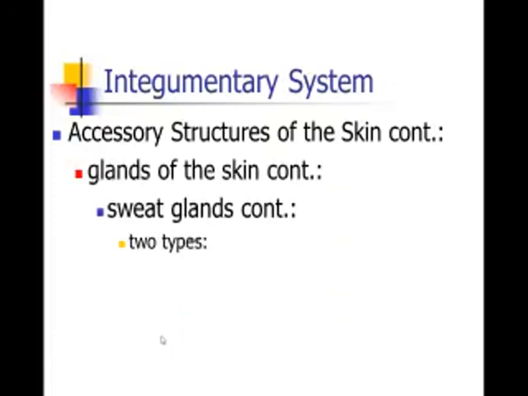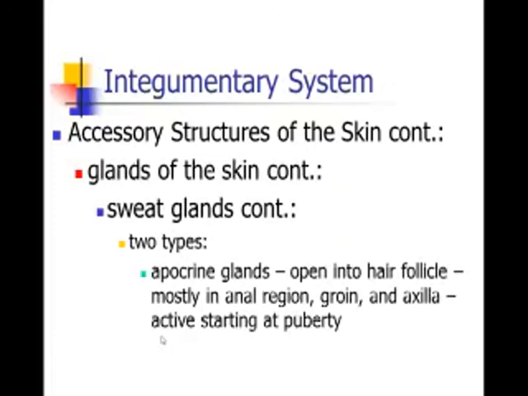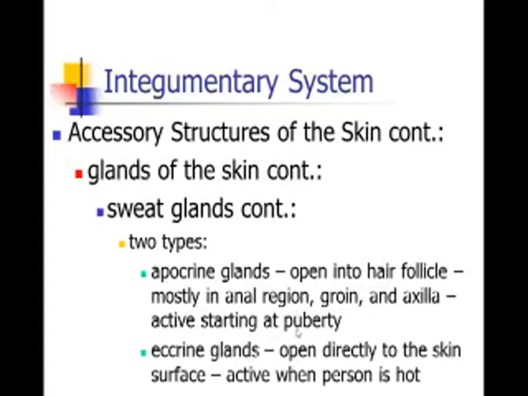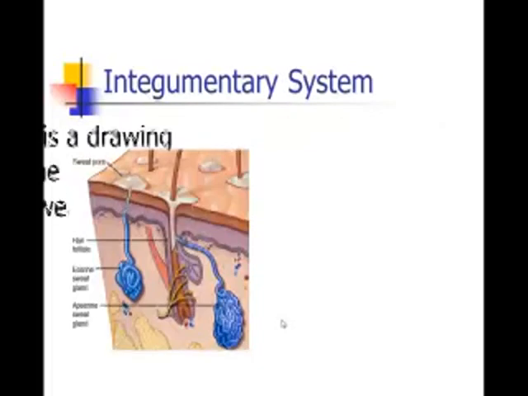There are going to be two kinds of sweat glands. There are apocrine glands that open into the hair follicles, and those are going to be mostly in a couple of areas: the anal region, the groin, and the axilla. They become active at puberty and continue to be active. And then we have eccrine glands that go directly to the skin surface, and these are the ones that are active when you're hot, after you've been physically active.